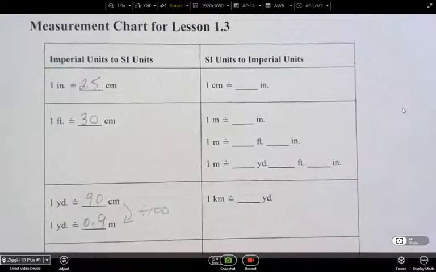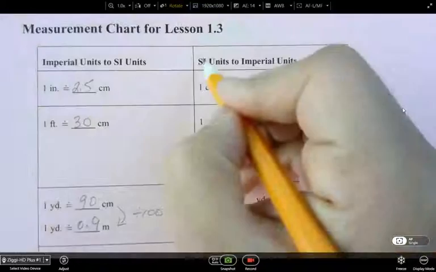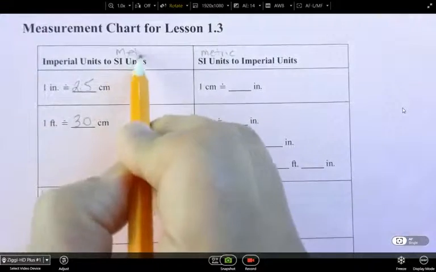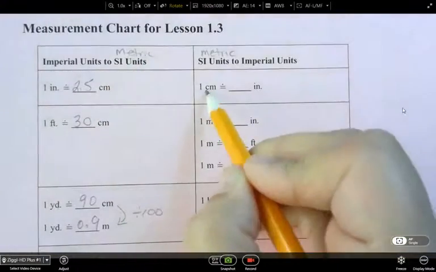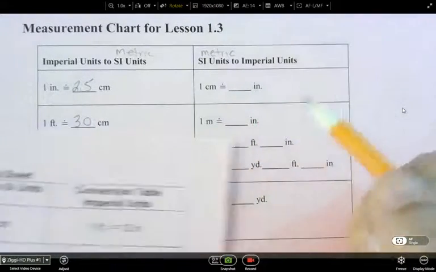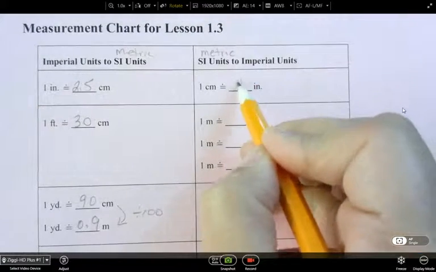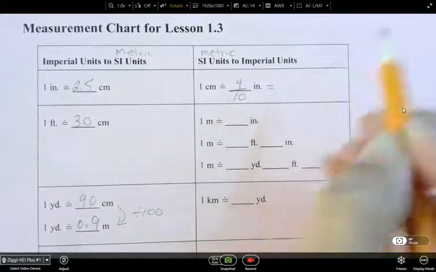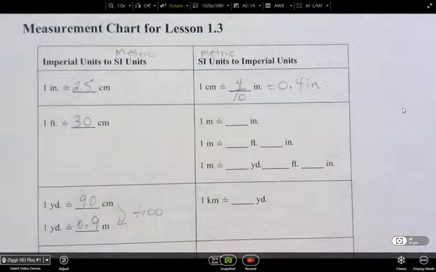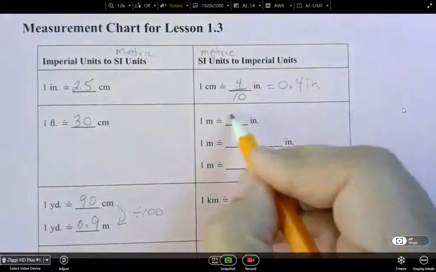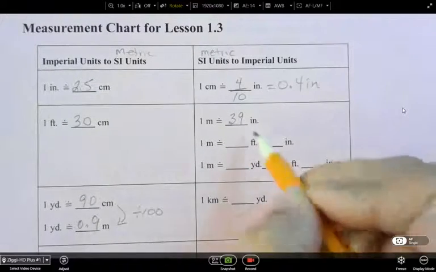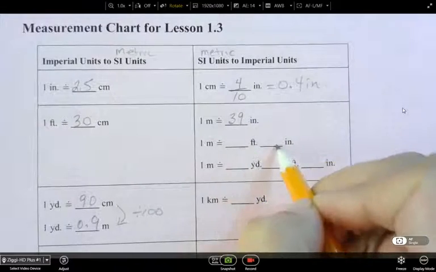Now for this part where we're going from SI units to imperial, or from metric to imperial, 1 centimeter, on my chart here it says 4/10 inches. So I could either have 4/10 inches, or what's another way that I could write it? 0.4 inches. Okay. And then 1 meter, well, how many inches is that? 39. Okay. 39 inches.